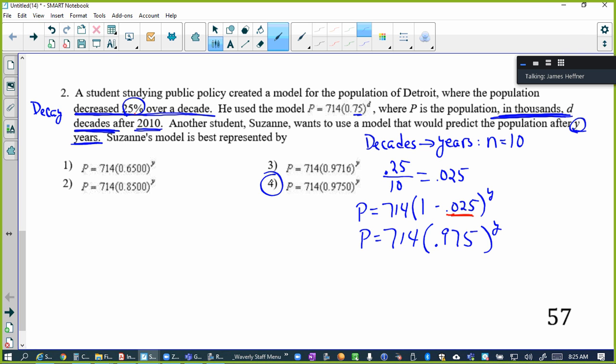Anybody have any questions on this one? Okay, so we kind of started looking at the compound interest formula, and we got a little sidetracked with it here, but that's okay. The next section we'll get more deeply into compound interest. So let me stop this video real quick.